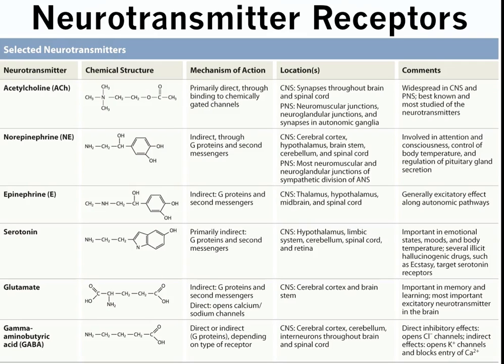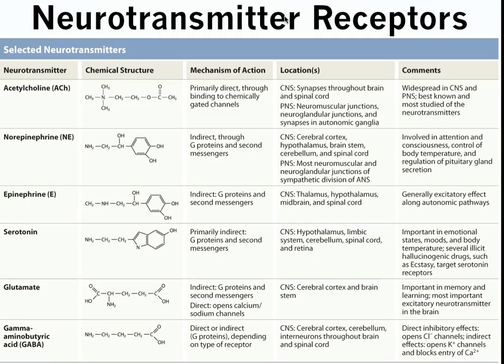So I start off with this first slide because I think it illustrates quite nicely both the complexity and a couple of the major points that I want to get across here for neurotransmitter receptors. So you can see we have a nice neat little table, and on the left column we have the neurotransmitter, so these should look familiar to you by now. We've got acetylcholine here, norepinephrine, epinephrine, serotonin, glutamate, and GABA down here at the bottom. So these are all neurotransmitters that we talked about. We talked a little bit about their function.